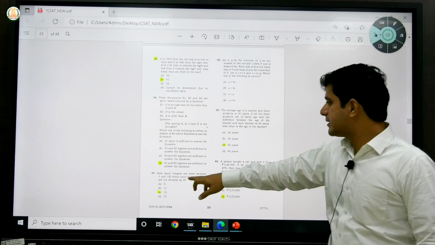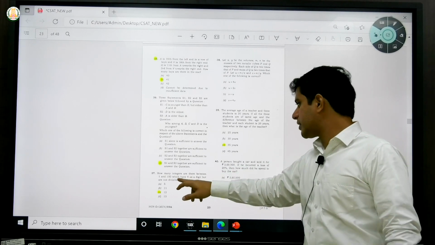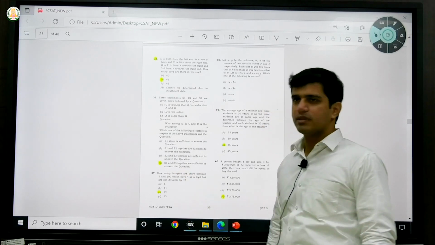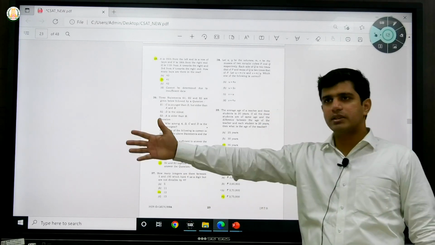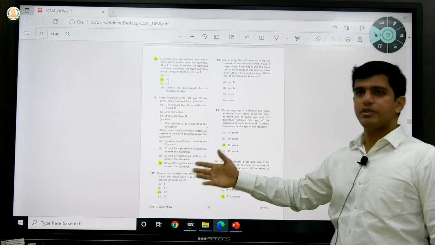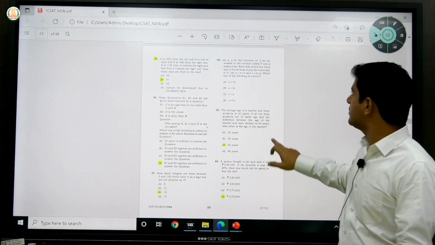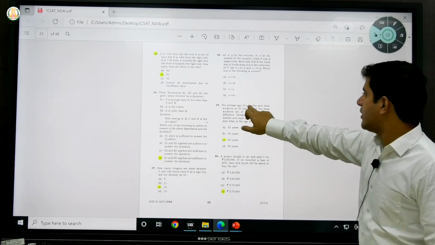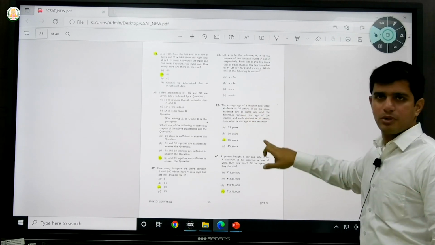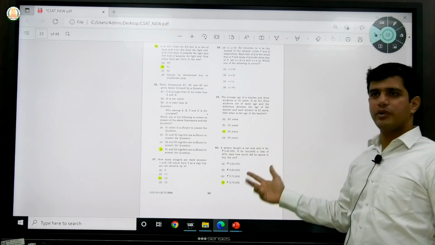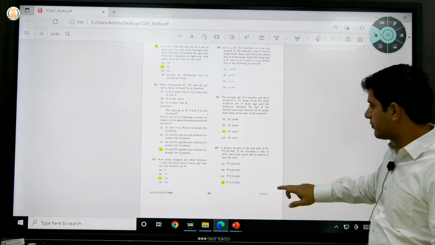Next, how many integers are there between 1 to 100 which have 4 as a digit but are not divisible by 4? Again, divisibility, and you're finding digits. So you simply write all the numbers which have 4 in them, 2-digit numbers, and see which of them are not divisible by 4. Simple. This is a measurement thing that can also be done. Average age, again an age problem. Then you have a loss of 20%, so again a profit and loss type of question.